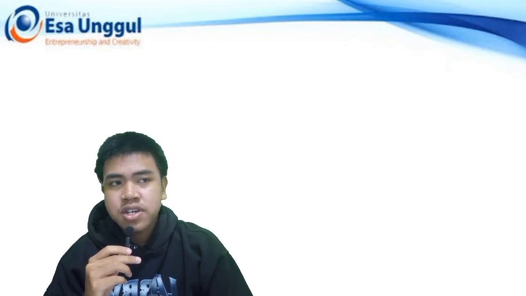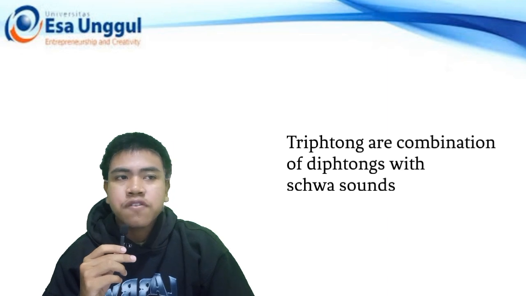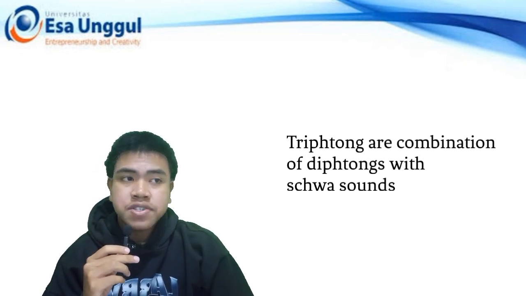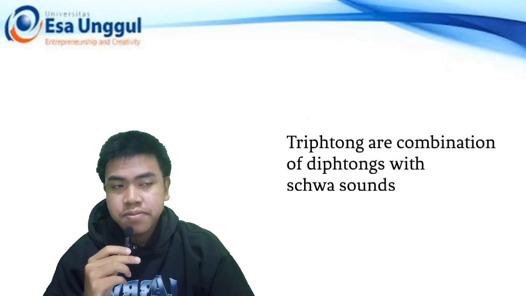And then the triphthongs. Just like before, triphthongs are formed by a combination of the closing diphthongs with the schwa sound. Usually they are not included in the list of vowel sounds, as they are considered a mix of diphthongs and vowel sounds, according to Medium.